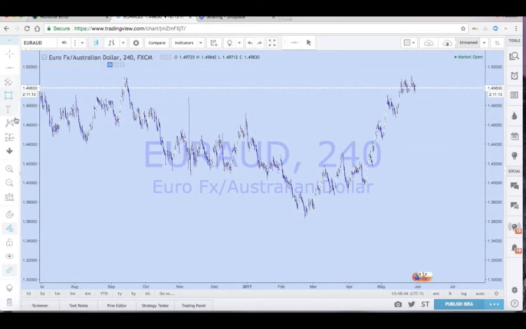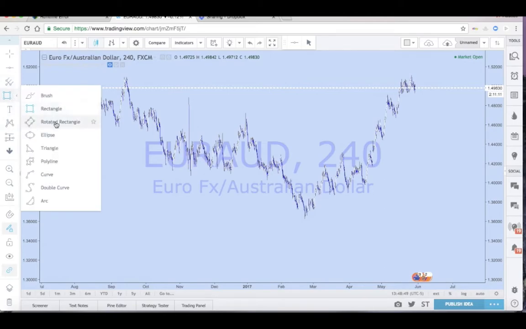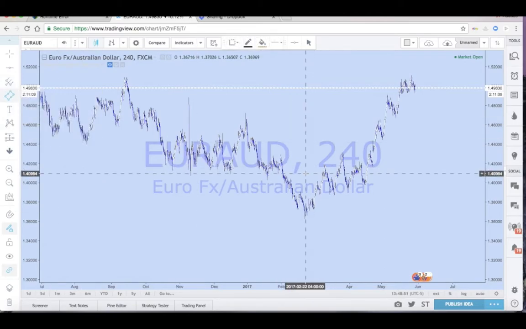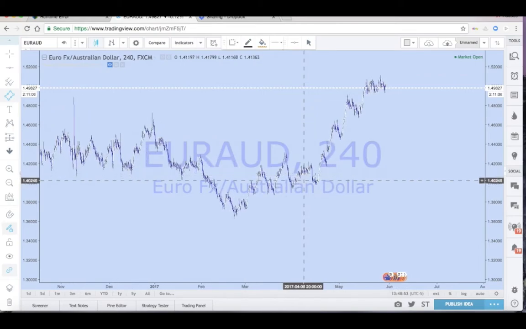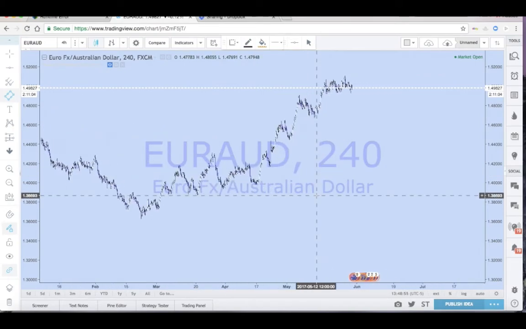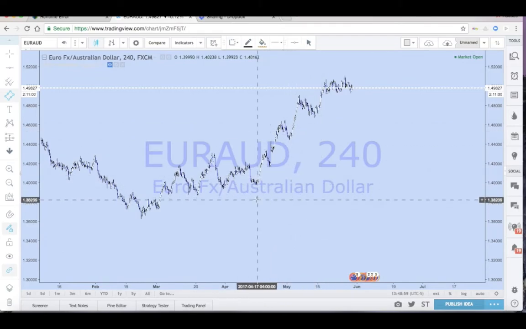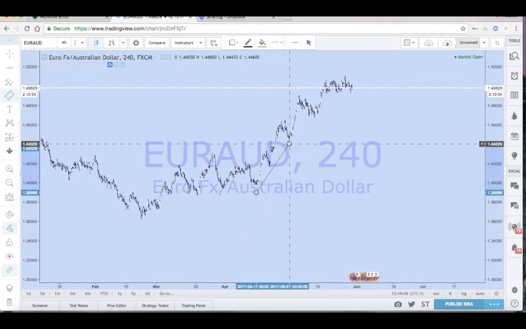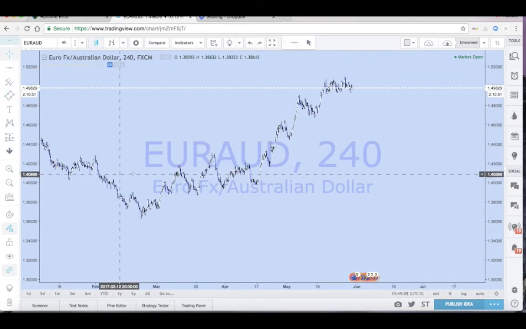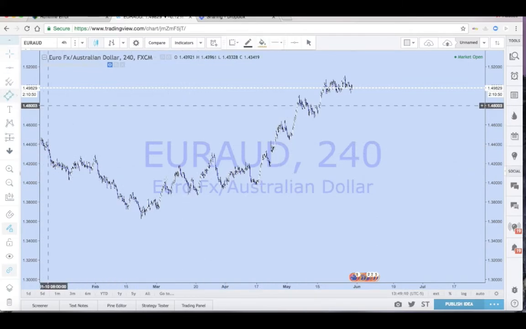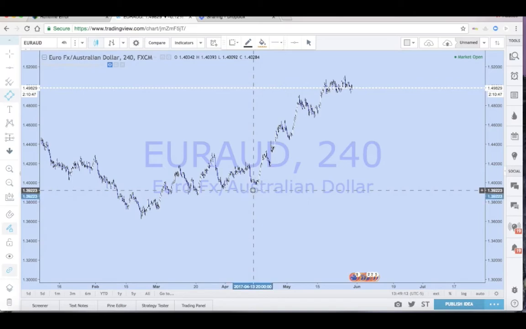Now, how do you draw trend lines? I like to use this little rotated rectangle because I like to use it more as a trend line. In order to draw a trend line, or support resistance, but more specifically a trend line, you just need 2 points to connect. A minimum of 2 points to connect. Obviously, the more points, the merrier. So I'm going to show you an example of a trend line.